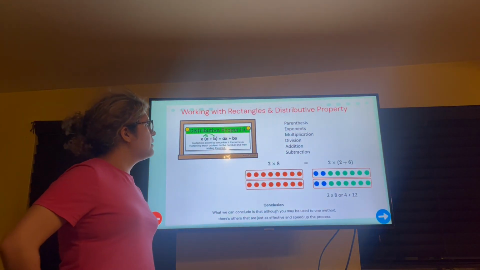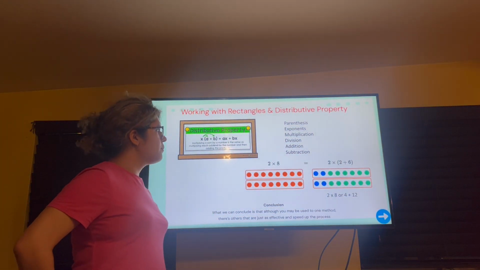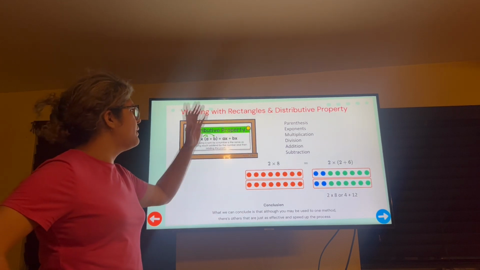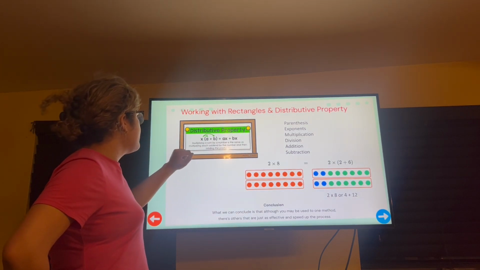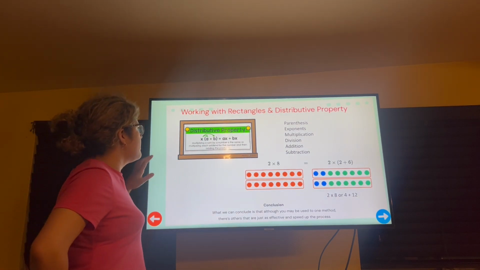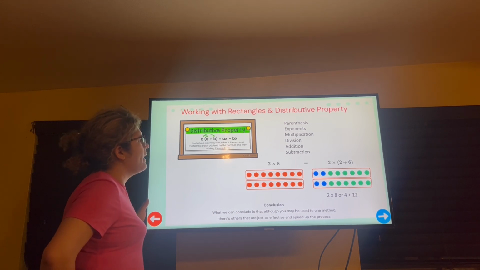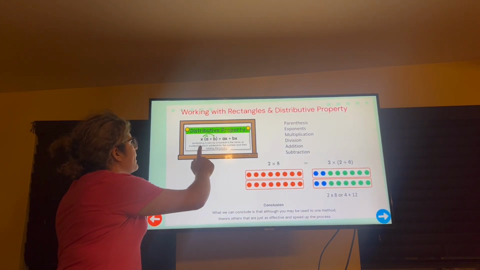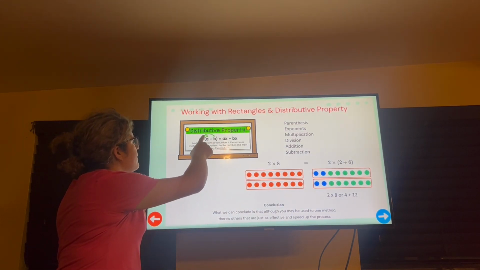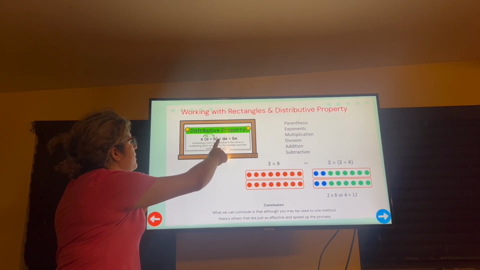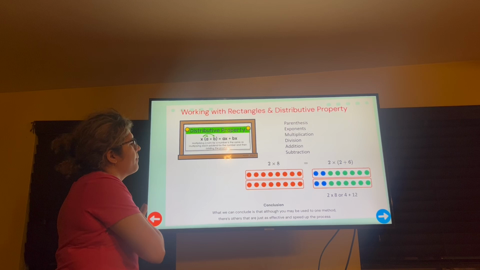Working with rectangles and the distributive property. So again, PEMDAS is mentioned. Multiplying a sum by a number is the same as multiplying each addend by the number and then adding the products. So we can see the x moving to a plus b, right? So it's xa and xb, so it equals ax plus bx.